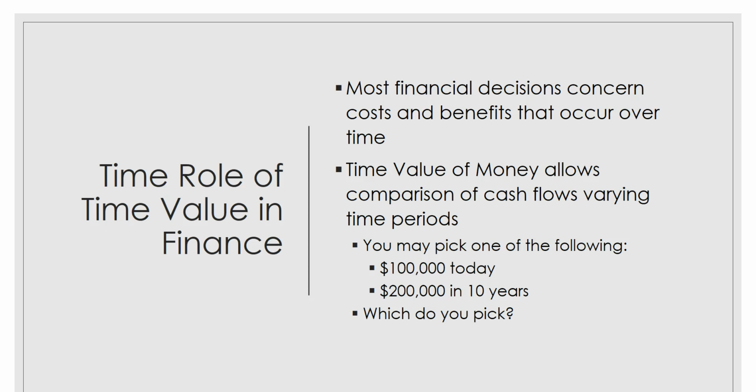So if we wanted to make a simple comparison, let's say you had the option of taking $100,000 today, or you could choose to have $200,000 in 10 years. Which would you pick? There's not a right or a wrong answer. It depends on a lot of things. It depends upon your consumption today, your needs today, what's your current income, what's your opportunity cost. So the problem is that the costs and benefits don't occur at the same period of time to make a nice, clean comparison.